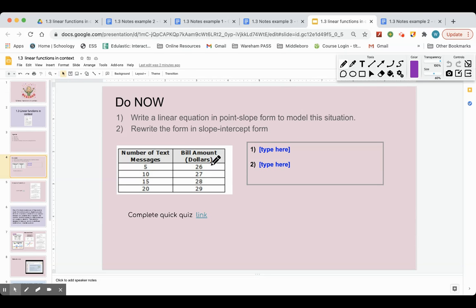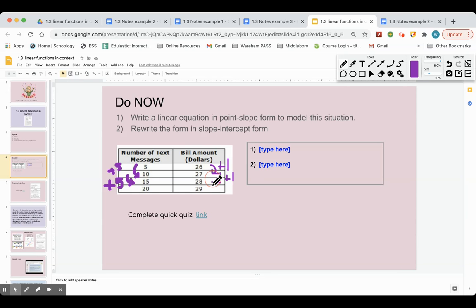So I'm going to find the slope, the rate of change. And when I look at the number of text messages, I can see that's increasing by 5. And that is true all the way through this table. Plus 5, plus 5. Let me decrease this a bit. When I look at the total cost, that's going up by $1. And I can see that is happening for all of these values.